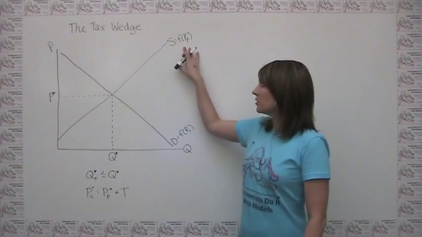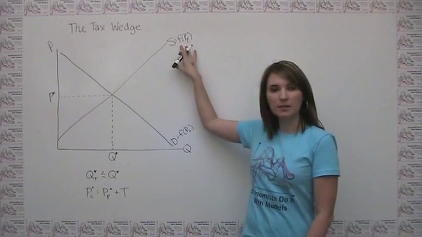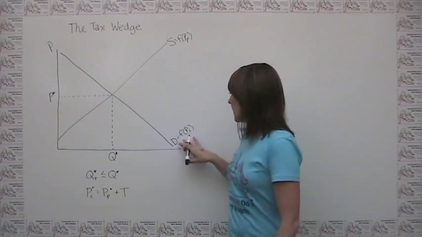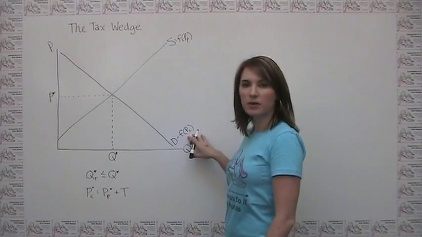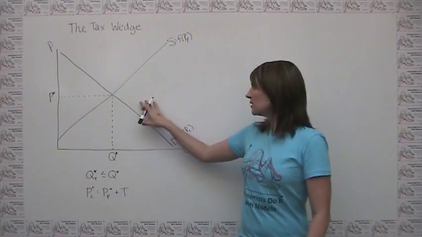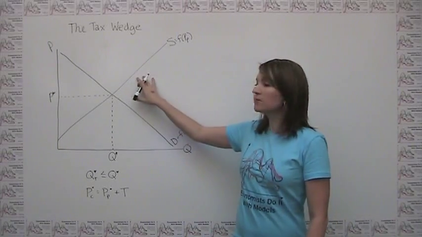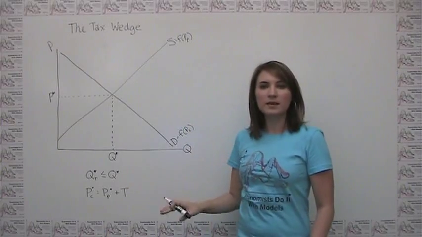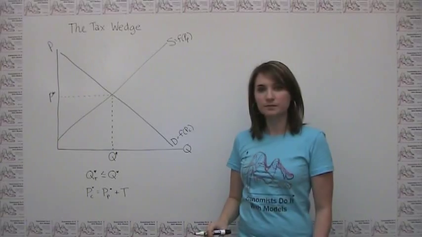We have a supply curve, which we said before is a function of the price that the producer gets to keep for an item. We have a demand curve, which is a function of the total price that the consumer pays for an item. And we want to think about, without explicitly shifting either the demand curve or the supply curve, how we can identify the new equilibrium when a tax is put in place.